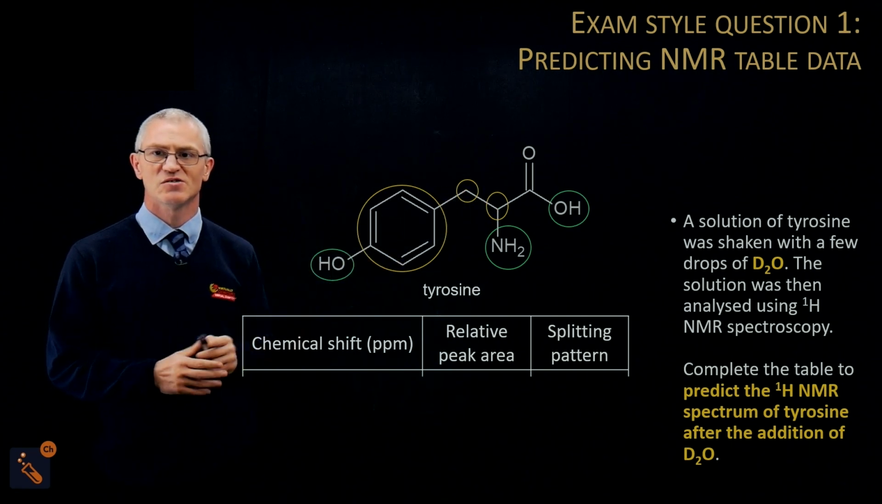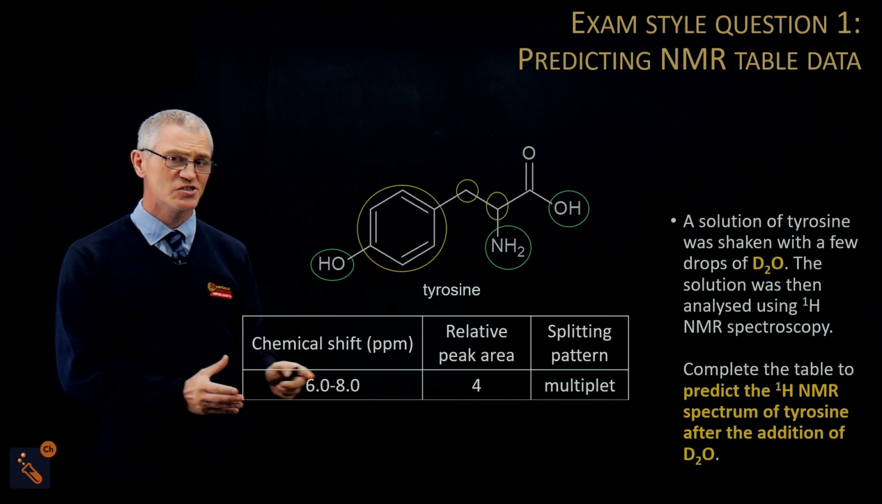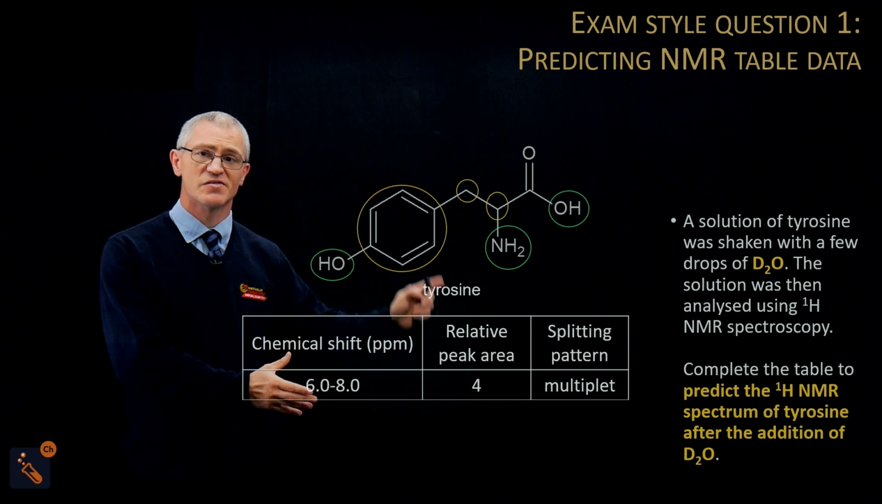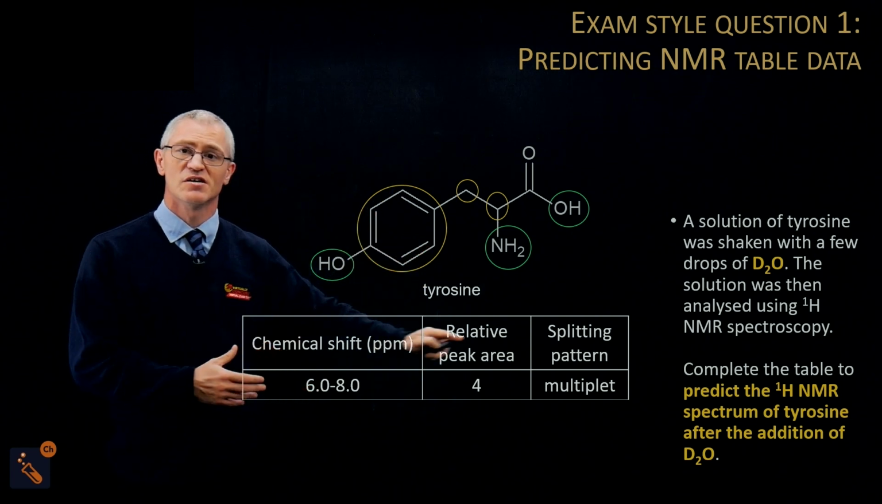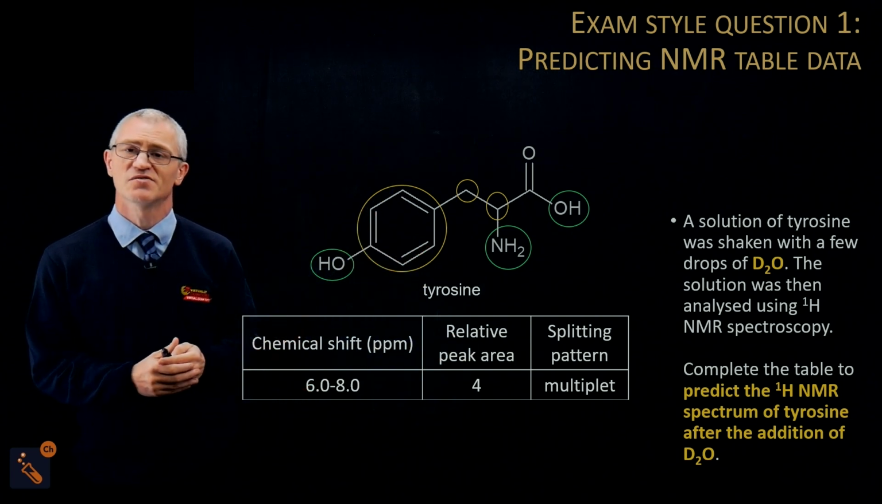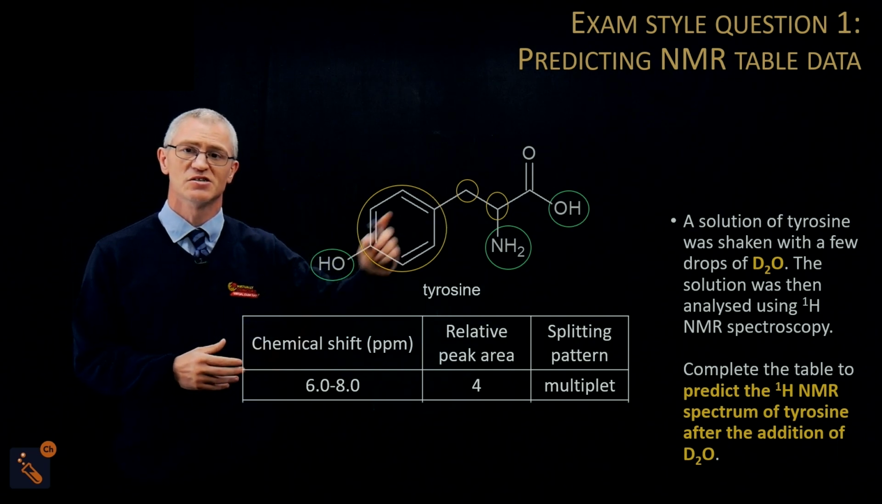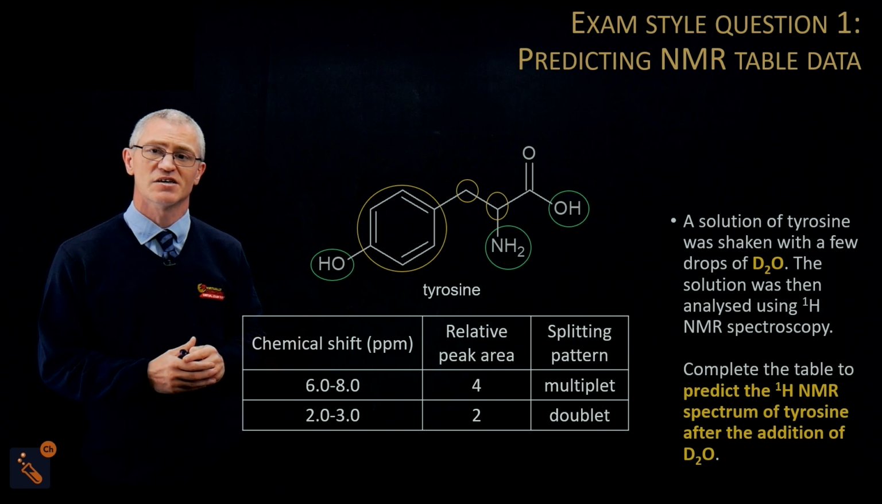So we're going to do the benzene one first. I've just looked at my data sheet. I've taken the range from the data sheet, I've counted the number of protons, and I've said it's a multiplet because I don't have to do the splitting on benzene. We're then going to go to the CH2 here.